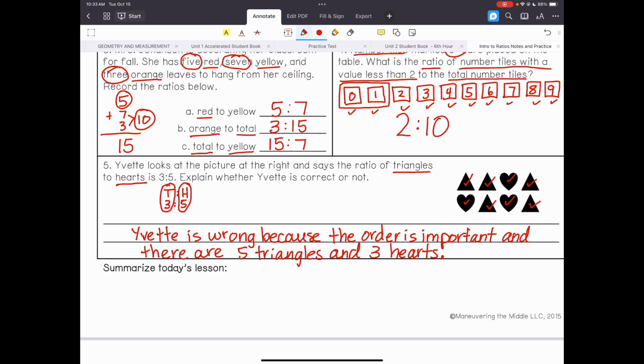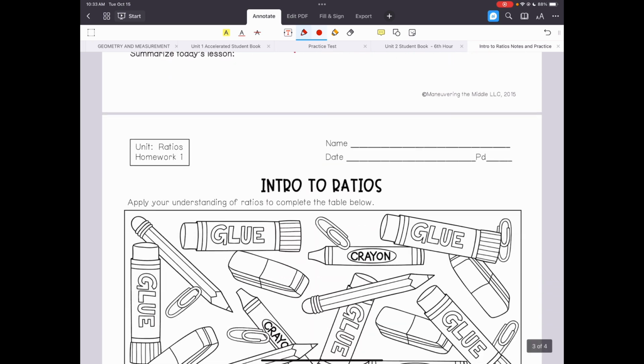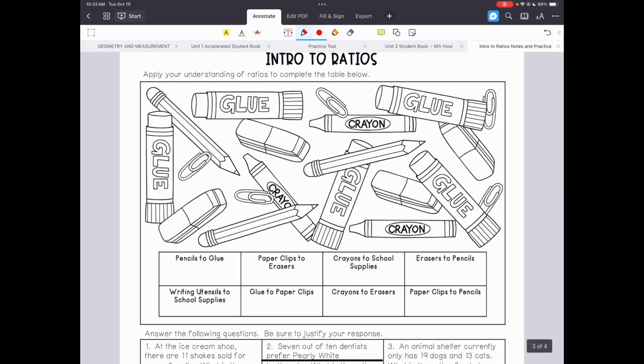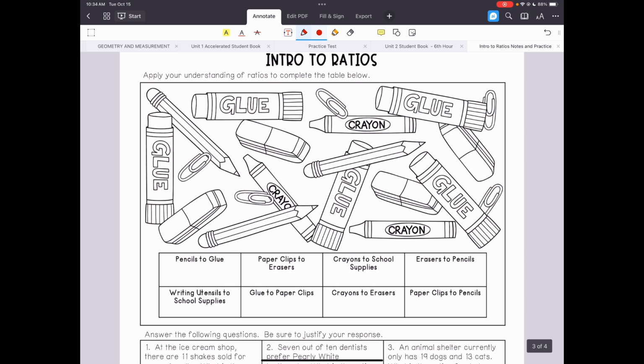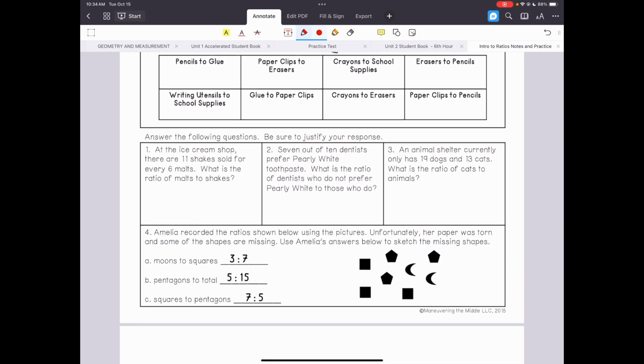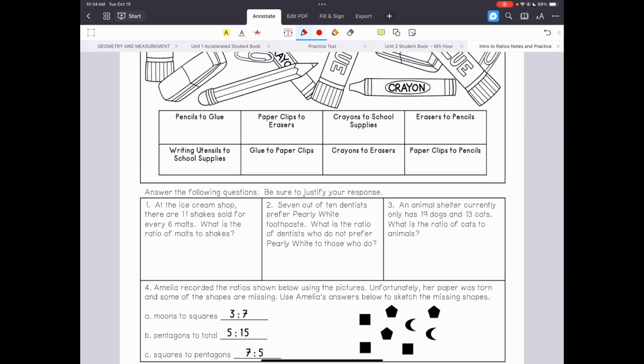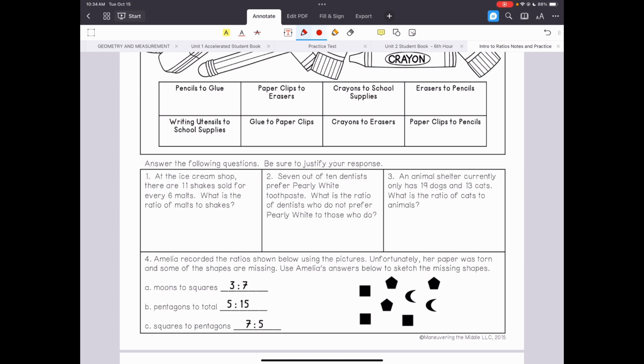Okay. You are going to do the Intro to Ratios worksheet on your own. I want to see how well we do on this. So I'm not going to do this in the video. Your substitute is going to pass out this worksheet and you get done as much as you can and then put it back into your binder. We will follow up with this when I return.